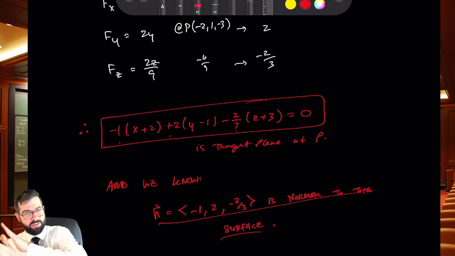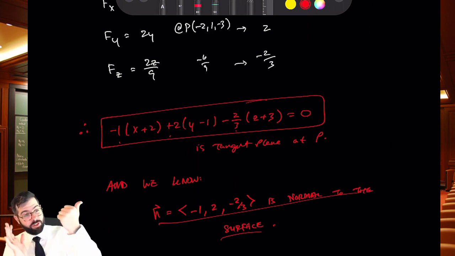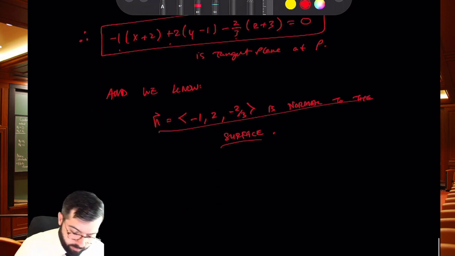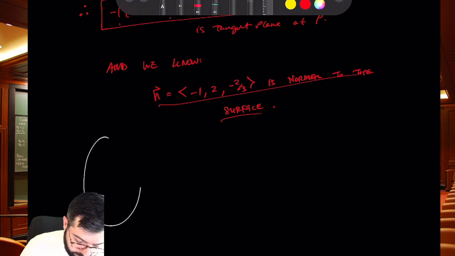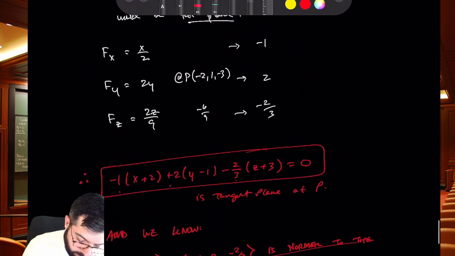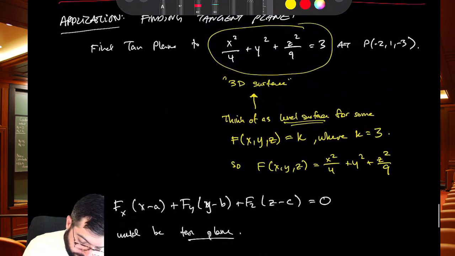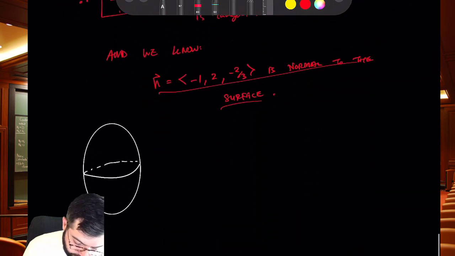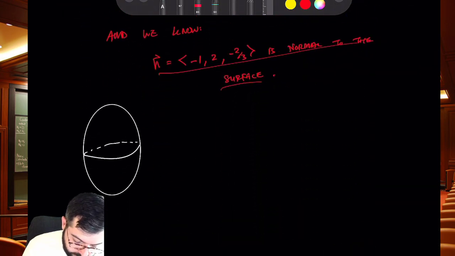So where this just kisses this surface, that direction, which is the direction of the gradient, is the direction outward. So again, to kind of sketch what we just did, let's see, what point were we at? Negative 2, 1, negative 3. So we're like down here.